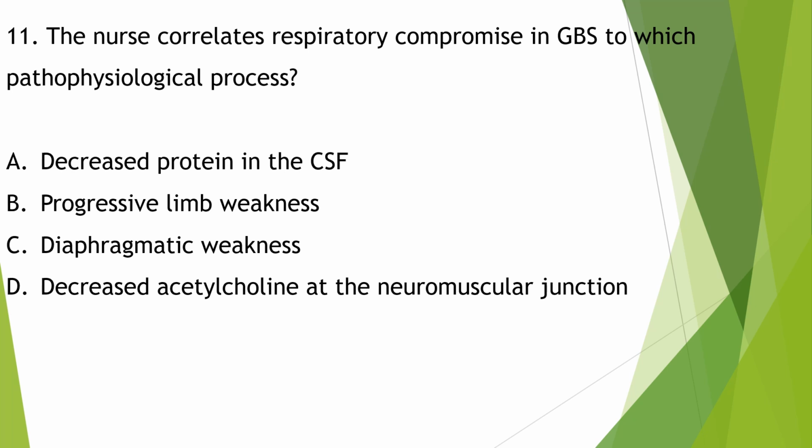Due to demyelination of the peripheral nerves, up to 40% of patients with Guillain-Barré syndrome develop respiratory impairment. Respiratory failure is caused by weakness of the diaphragm and intercostal muscles, and the patient may require intubation and mechanical ventilation to provide respiratory support. It's because of the diaphragmatic and intercostal muscle weakness.